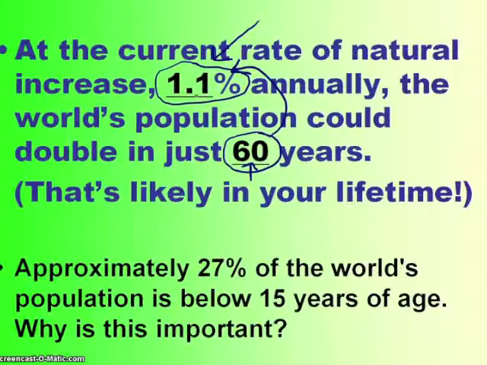Now, approximately 27% of the world's population is below 15 years of age. Why is this important? Again, it's important because there's a lot of youth here, which means a lot of those youth are going to start to have kids soon. Now, if most of the population was, say, over the age of 50, they're over the age where most people are going to bear children. So the population would likely be going down. But because most of these people on our planet that are being added are young, it's just a matter of time before they have kids and the population really skyrockets.